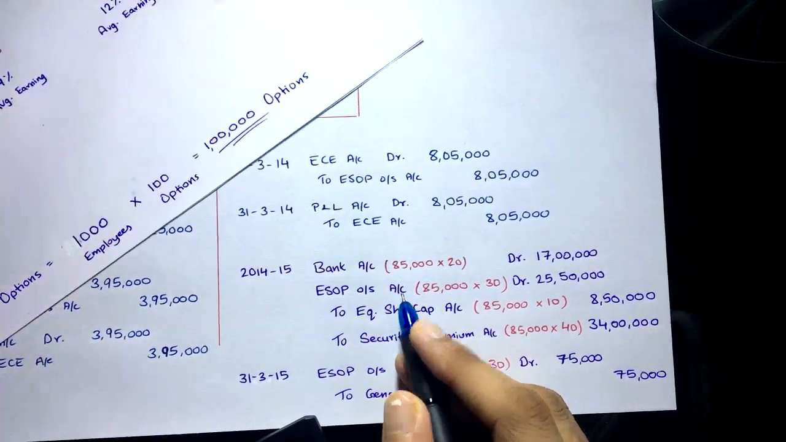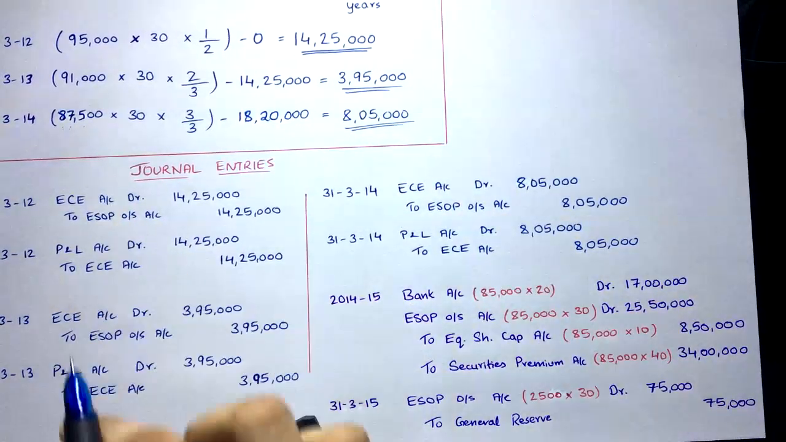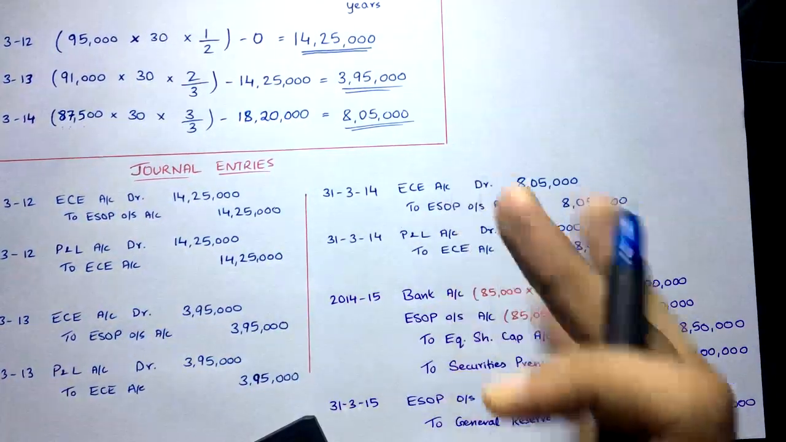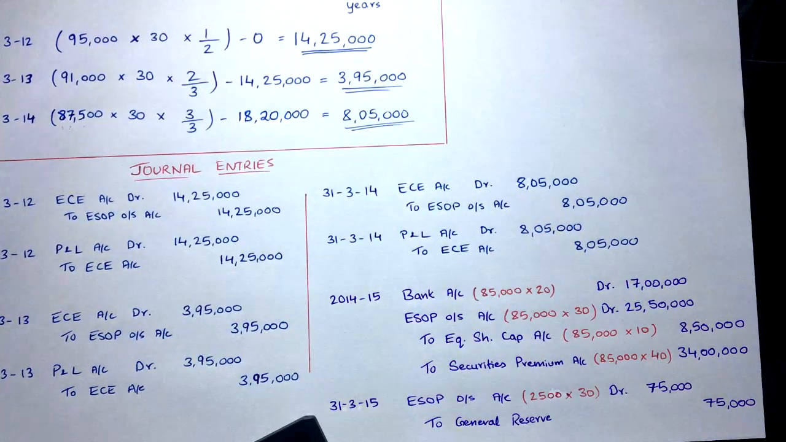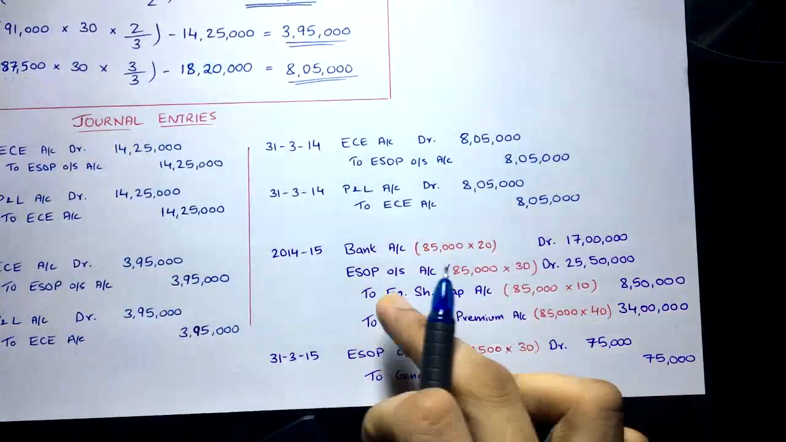I've told you we recognize the liability because we are not going to give them anything in the first year, second year, third year. We didn't give them anything. We had an obligation, but now we have given them shares.